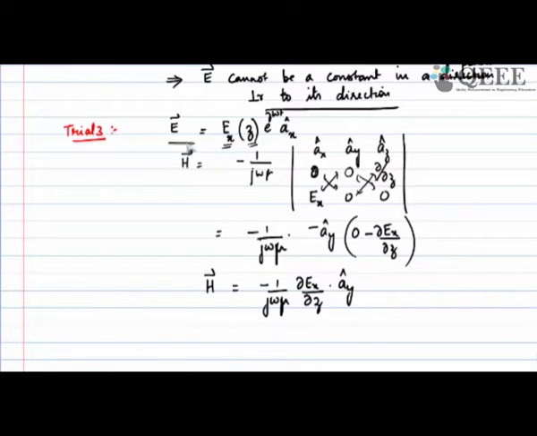So I start with an electric field along x direction. The magnetic field is coming out to be along the y direction. This is the simplest acceptable solution. So I will stick with this simplest acceptable solution.